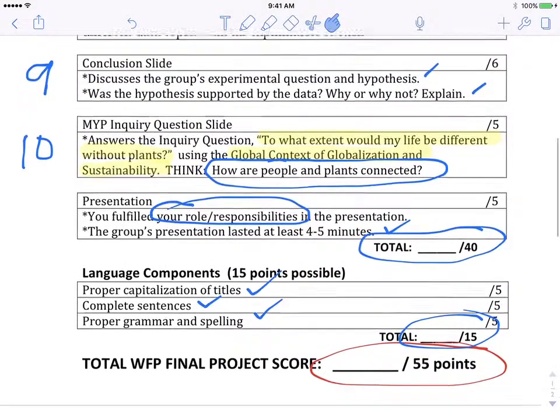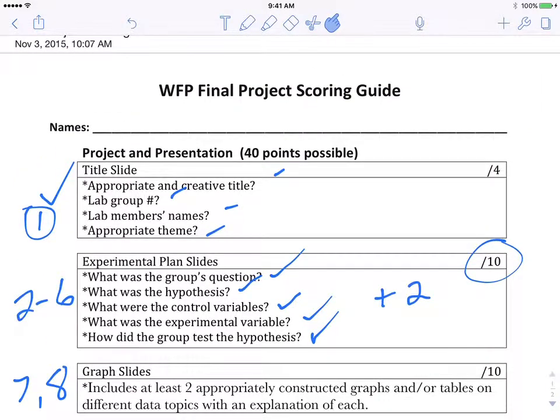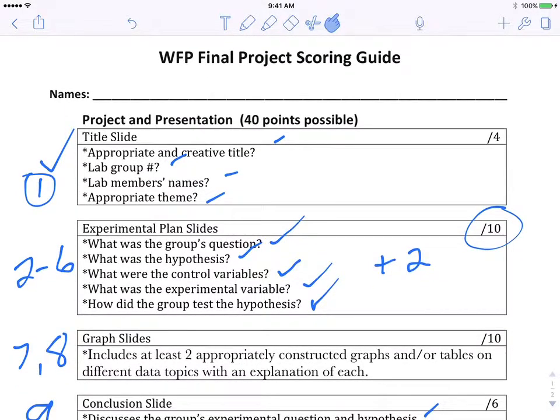So that's the layout of the rubric. Hopefully you can use this as a guide and a checklist as you create your presentation, but it's also the document that will be used to score it in the end. So best of luck, and let's get working.